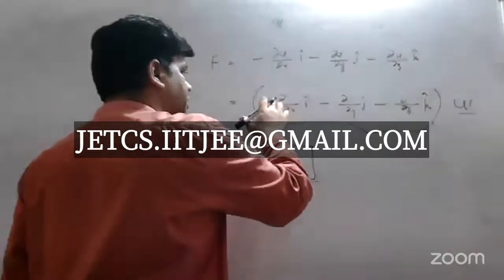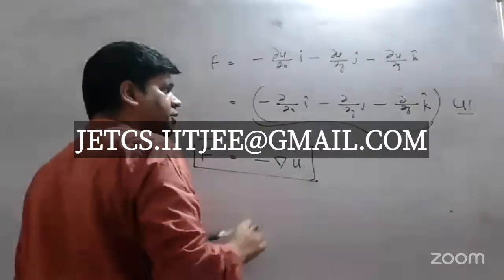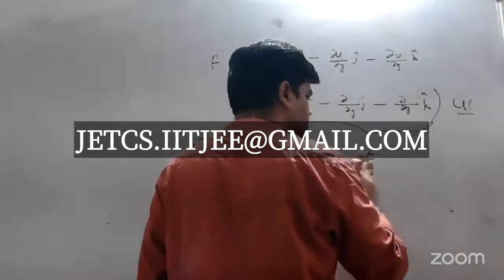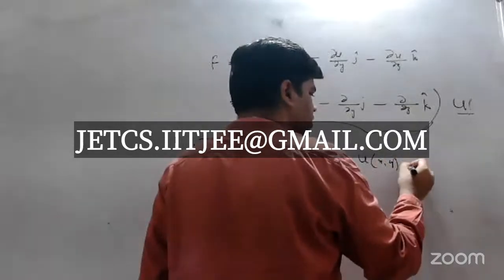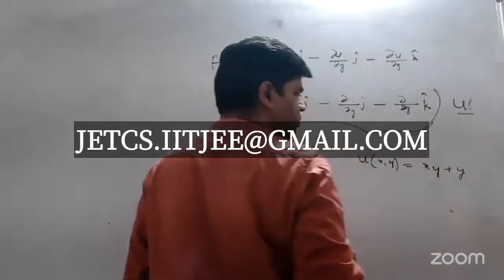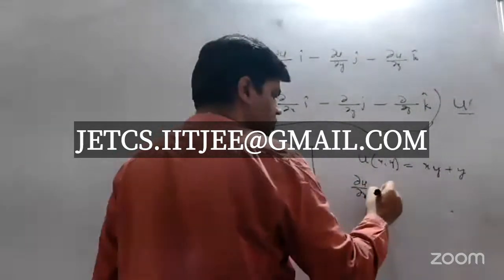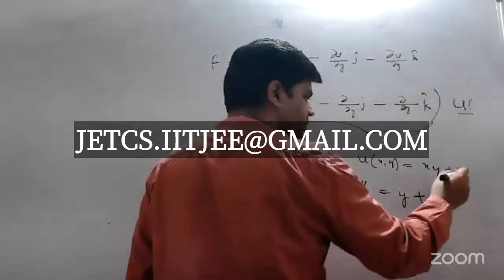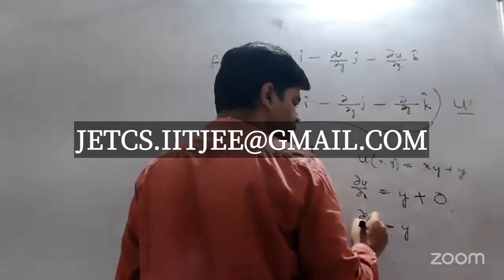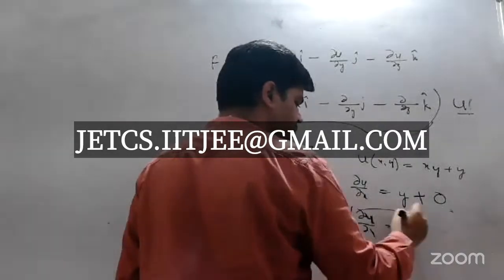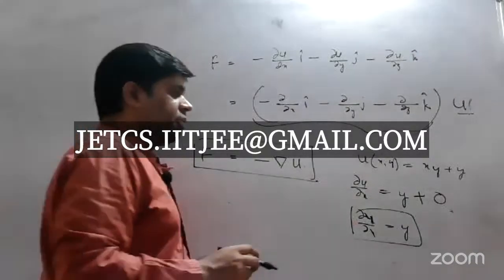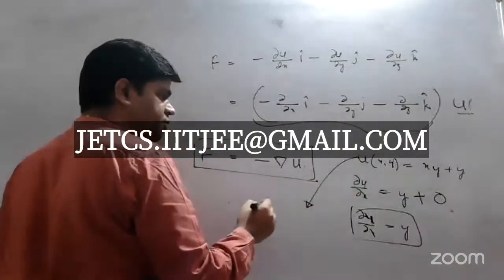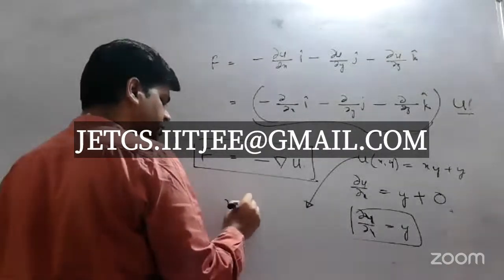What do you mean by partial derivative of a function with respect to x? When you differentiate with respect to x, you treat y and z as constants. For example, if I've got a function U of x comma y equal to xy plus y, then the partial derivative of U with respect to x, I treat y as a constant. So constant into x is the constant itself, plus derivative of constant is 0. So partial derivative of U with respect to x is y. Partial derivative of U with respect to y, I treat x as constant. So what will I get? If I differentiate this partially with respect to y, I'll get x plus 1.